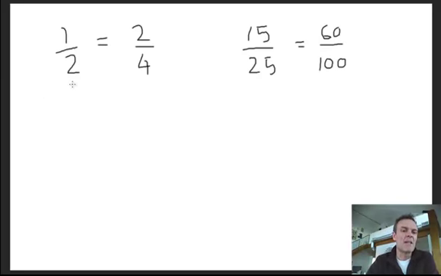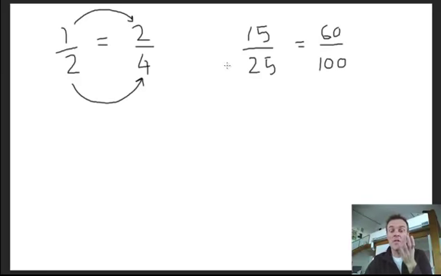Originally I had 2 as a denominator. If I double it, I will get 4. Well, if I do the same to the top, if I double 1, I should get 2, and that's why they're the same. I've multiplied the top and the bottom by 2 to go from 1/2 to 2/4. Okay, look at this one.